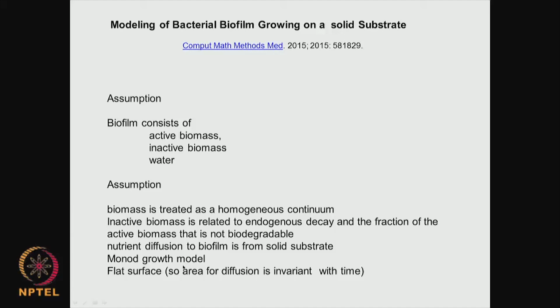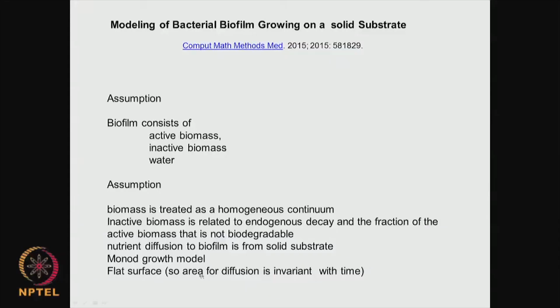You must have done this a long time back in bioprocess, where you have mu equal to mu max divided by K plus S and so on. Then you have a flat surface, so the area of diffusion is invariant with time. There is no change in the area of diffusion, but in a real situation, as the biofilm grows, the area that is exposed to the movement of the nutrient can change. As the biofilm becomes bigger and bigger, the area per volume can become smaller and smaller.